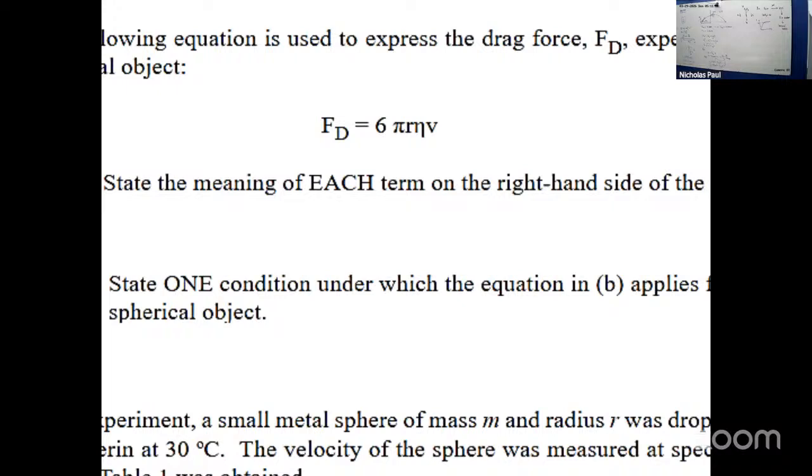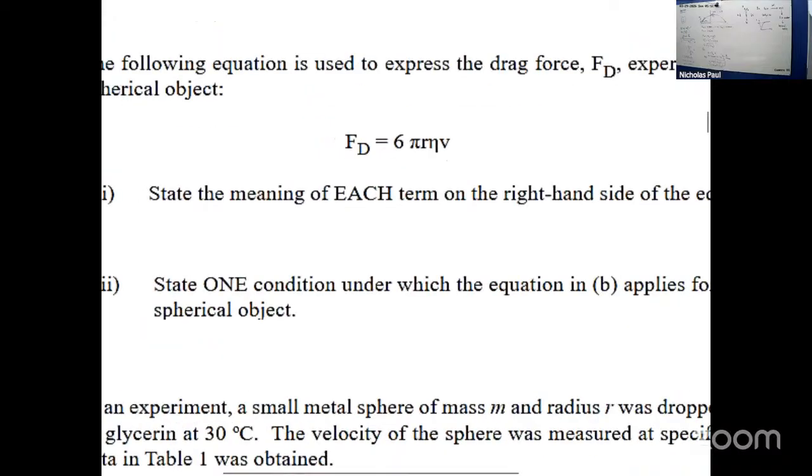What is that? You can't remember. Whatever name, whatever. Eta. Come on, eta. All right, nice.